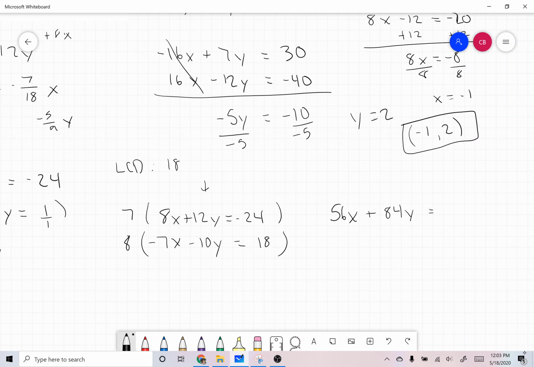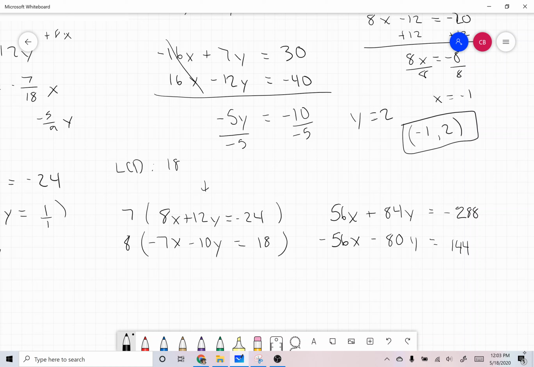That's a big number. I want to use a calculator just so I don't do anything wrong. Give me one moment. I just don't want to make a mistake in this video. So we have 12 times 24, that's 288, negative. And then on the bottom we have negative 56x, which is what we wanted, minus 80y, and 18 times 8 is 144.